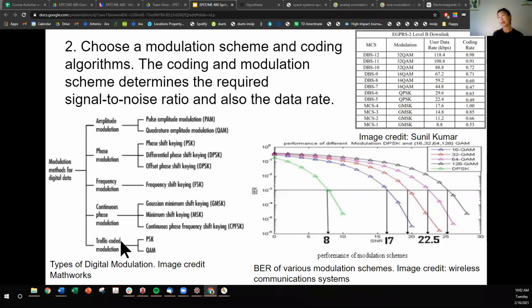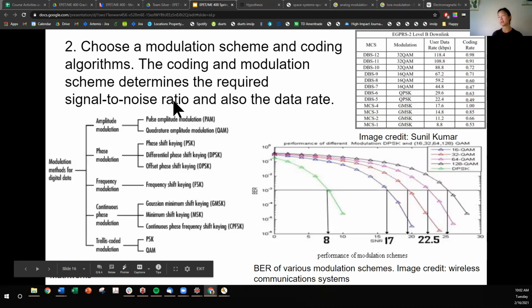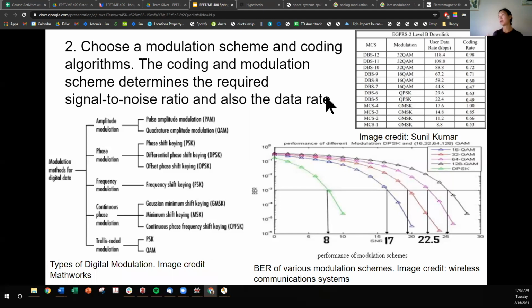But essentially, a wave has different parameters: amplitude, phase, and frequency, and you can toggle those parameters to get a different stylized wave. We'll go over that later. But essentially, how you modulate your signal is going to affect how clearly you can see your signal. The signal to noise ratio is how clearly you can see your signal, and the data rate is how much data you can transmit in this signal.